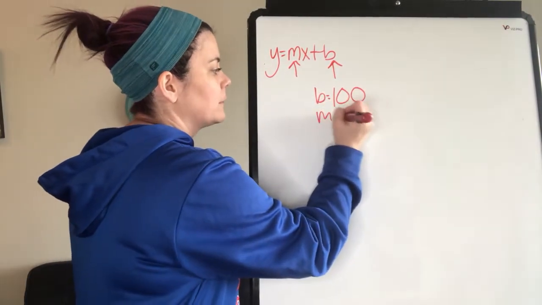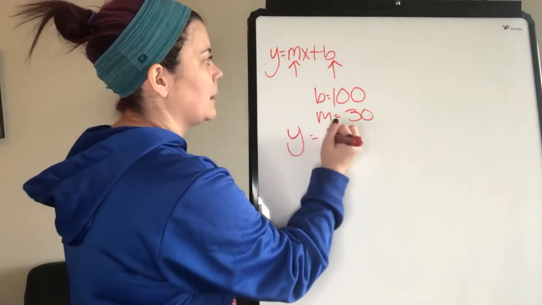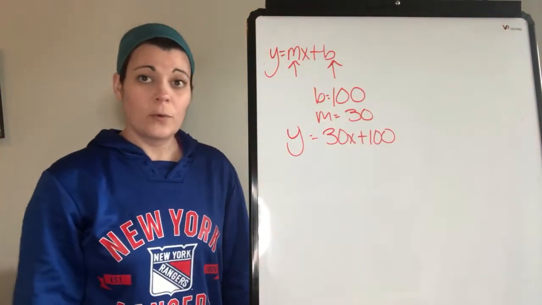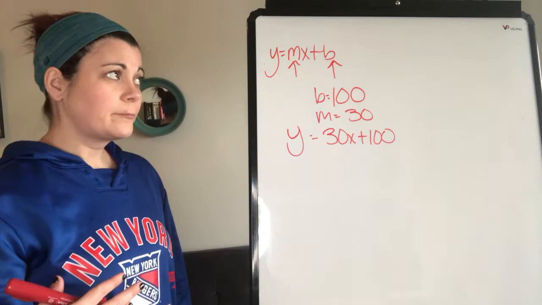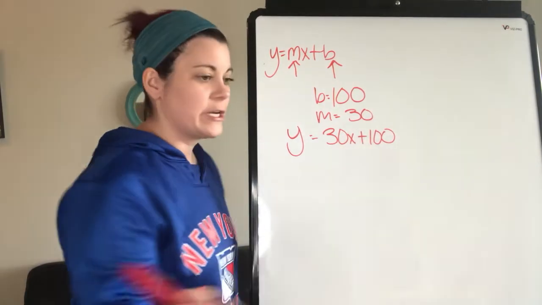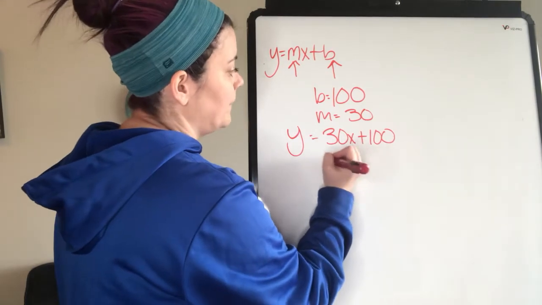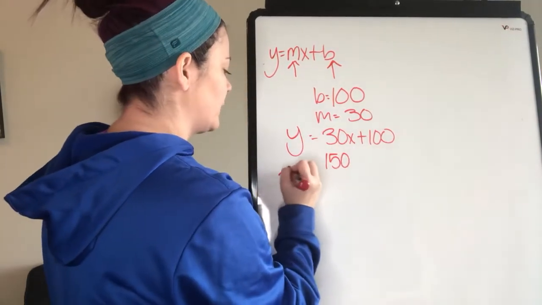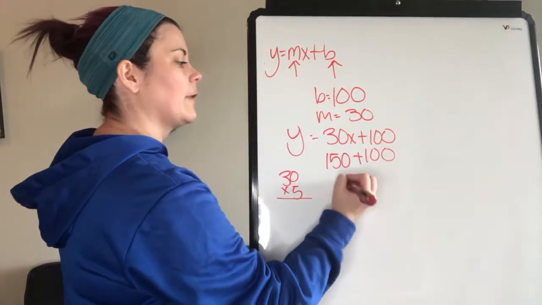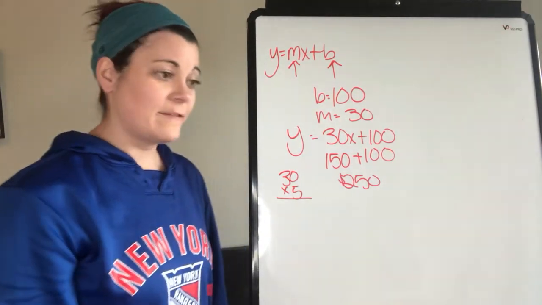So the m is 30 because that's what's changing. And so then you can just plug this into that equation. y is equal to 30x plus 100. And now you have an equation. And so if that closet organizer company came to you and you said I need to have 5 hours of work, you can put this into the equation and determine how much that's going to cost you. So 5 times 30 is 150, and then plus 100. And so that'd be $250 if you wanted to have them work for 5 hours.